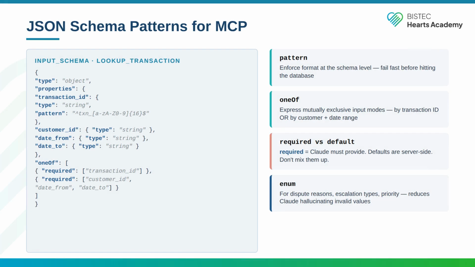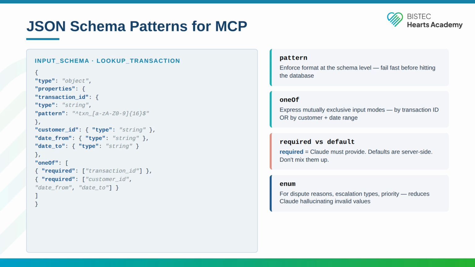The lookup transaction input schema demonstrates several powerful JSON schema patterns worth understanding in depth. The pattern keyword on transaction ID enforces the format TXN-C9. This serves two purposes simultaneously. It tells Claude the exact format expected, reducing hallucinated format variations, and it fails fast at the MCP server before the database query if the format is wrong. A string matching this pattern cannot contain a SQL statement. That's your first line of defense against injection.